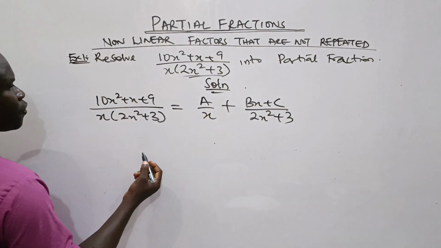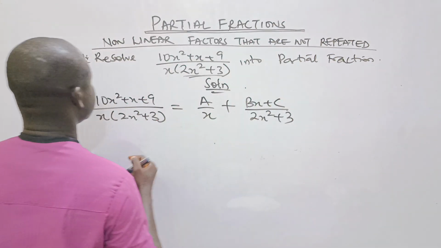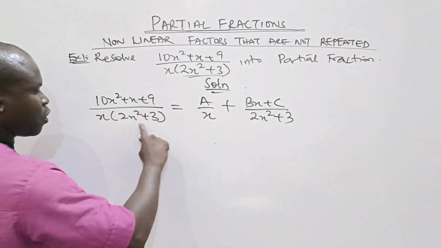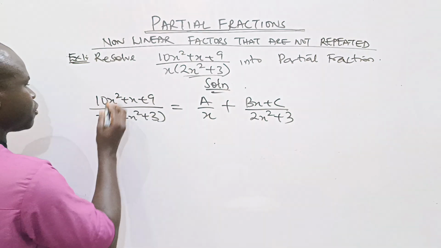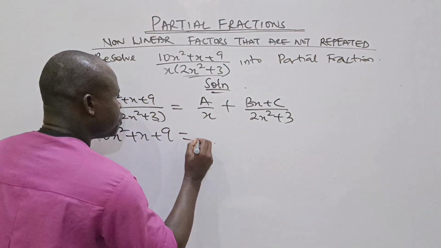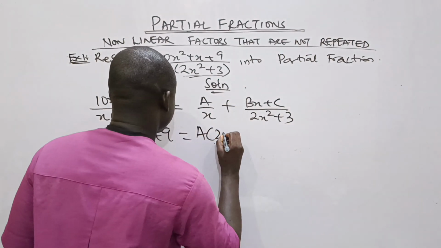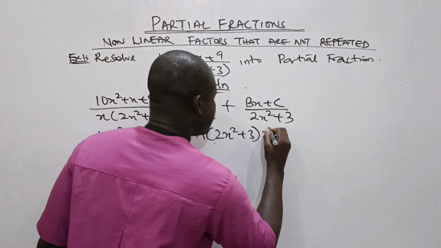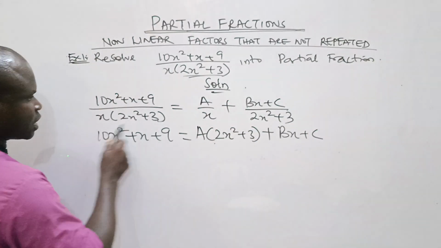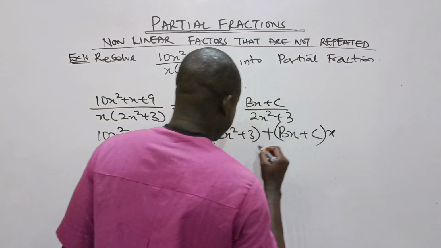At this point, we have been able to write this, and we want to find the unknowns A, B, and C. If I multiply through everything by the denominator of the left-hand side, I'm going to get 10x squared plus x plus 9 equal to, if you cancel x, A into bracket 2x squared plus 3, then plus Bx plus C. If 2x squared plus 3 cancels, I'll be left with x, so into bracket x, that will be multiplied by x.